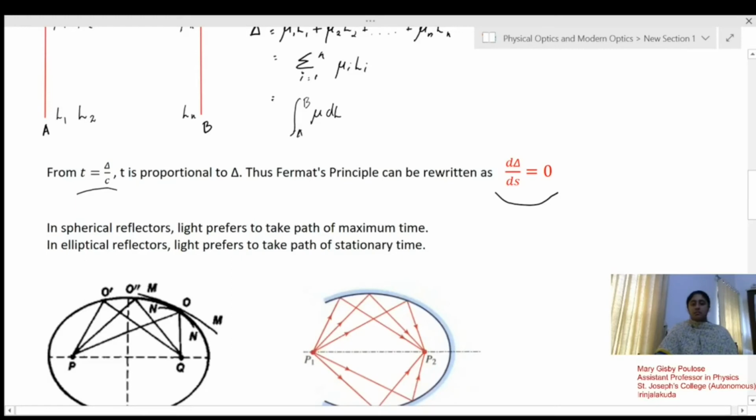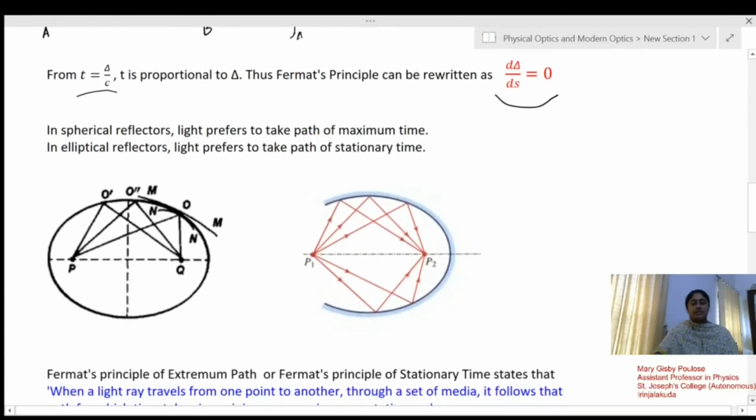Okay. But in different cases, we have seen that this principle is not being followed. For example, let us see this case. Well, the image on the right side is that of an elliptical reflector. An ellipse has a property that light rays emanating from point P1 will always focus upon point P2. The peculiarity is that points P1 and P2 are the focal points of the ellipse, and they are conjugate points, that is, each one is the mirror image of the other.